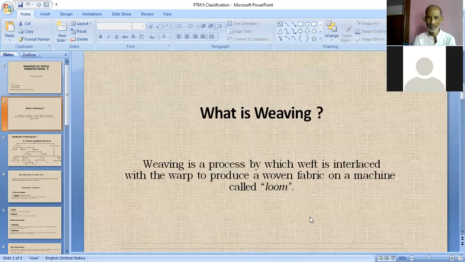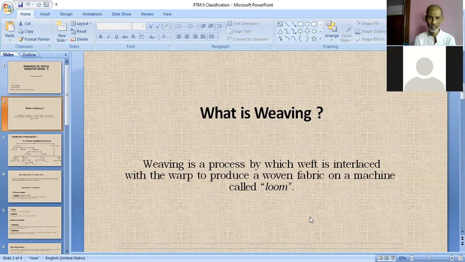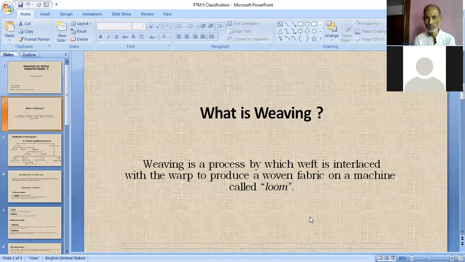Yes, we have already taken this definition. What is weaving? I will just repeat it. Weaving is a process by which weft threads are interlaced with the warp threads to produce a product known as woven fabric on a machine called a loom or weaving machine.